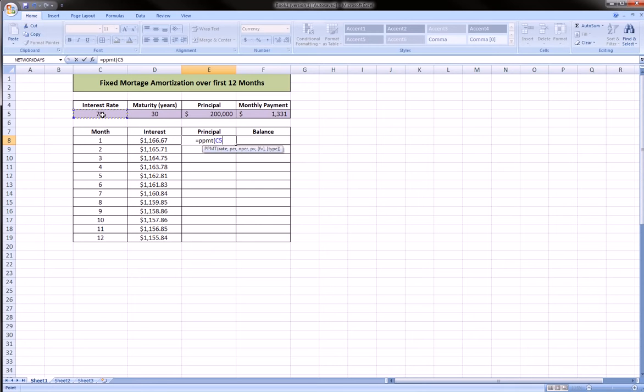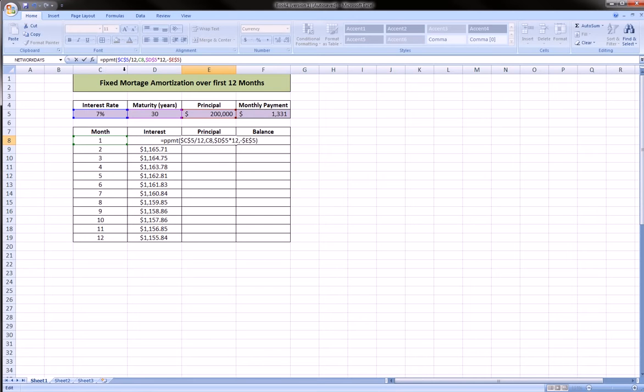Our rate divided by 12, and we're going to absolute reference the rate cell, comma, the period, which is this month right here on the row that you're typing the formula, comma, the NPER is the number of payments, so it's the maturity times 12. And we want to absolute reference the maturity cell, D5, comma, negative the principal amount. And we also want to absolute reference that.